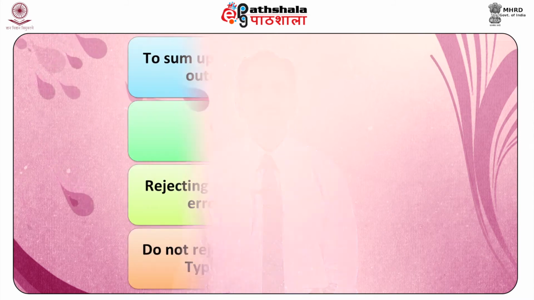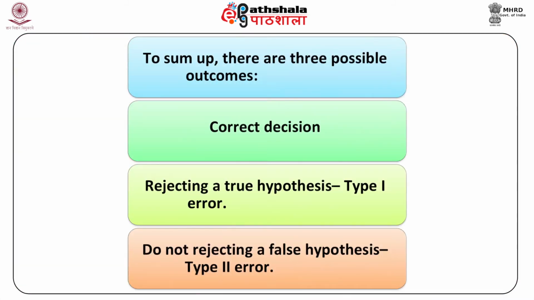The researcher has the liberty to settle the risk of type 1 error and accordingly look up the critical value, which means you can fix this type 1 error probability at 5%, 1%, 10%, depending upon our objective function. To sum up, there are three possible outcomes. One is the correct decision. Second is rejecting a true hypothesis, which is known as type 1 error. And the third is not rejecting a false hypothesis, which I am sure all of you know, we have defined as type 2 error.